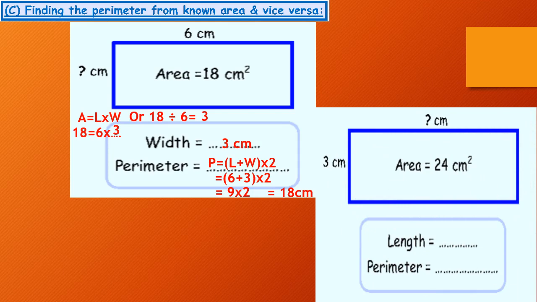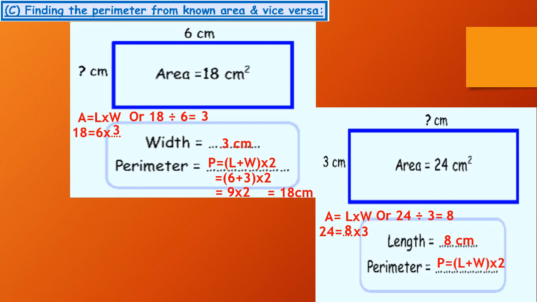The second rectangle: its area is 24 square centimeters and the width is 3 centimeters. You want to know the length. We know that the area of the rectangle is length times width. So 24 equals what times 3? Or 3 times what equals 24? 8. 3 times 8 equals 24. Another way: 24 divided by 3 equals 8. So the length equals 8 centimeters.